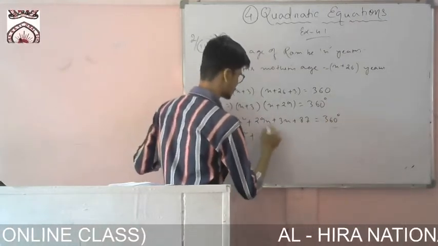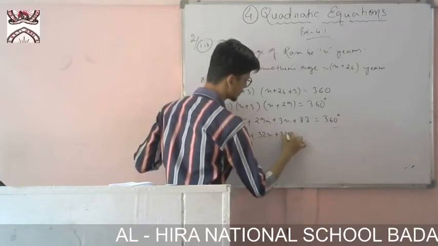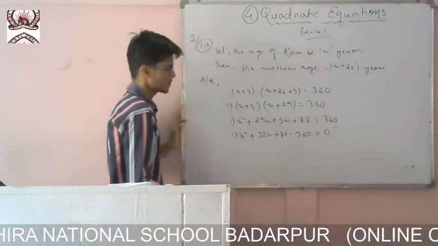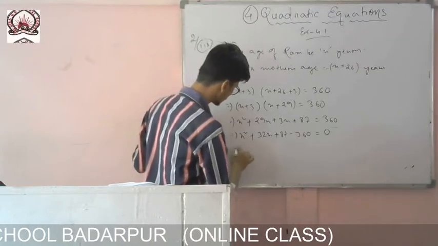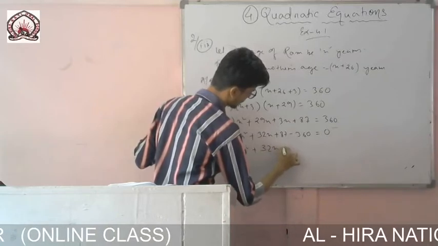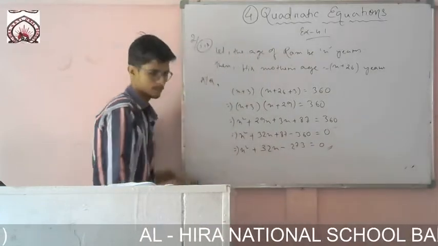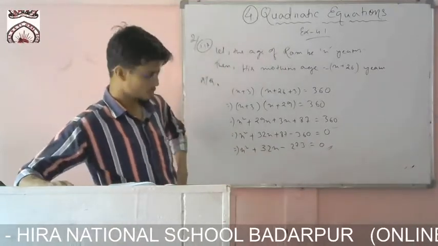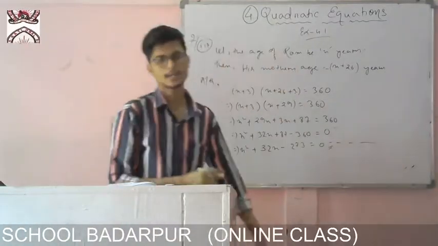So x squared plus 29x plus 3x, that is 32x, plus 87 minus 360 equals 0. So 32x minus 273 equals 0. This is the required quadratic equation. After that you write: x squared plus 32x minus 273 equals 0, which is the required quadratic equation.